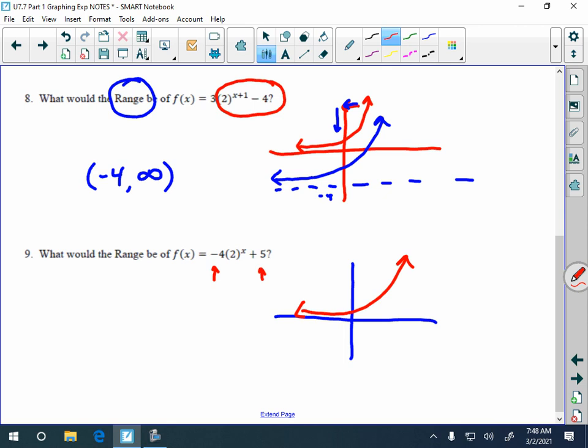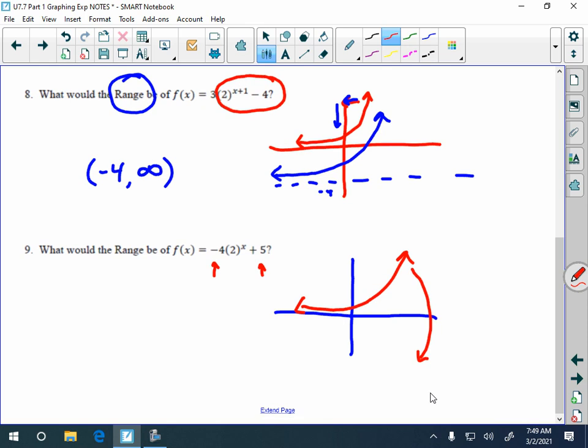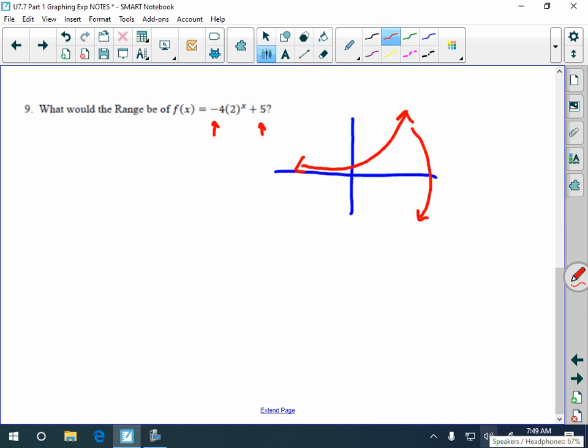So what happens? It flips over the x-axis, so it flips over. Okay, so it's going to be pointing down, and then it goes up 5. So that means there's a horizontal asymptote at positive 5. Okay, horizontal asymptote at positive 5. The whole graph shifted, it flipped over and then went up 5. So if you think of it, it's flipped over and then goes back up 5, it would look something like that.